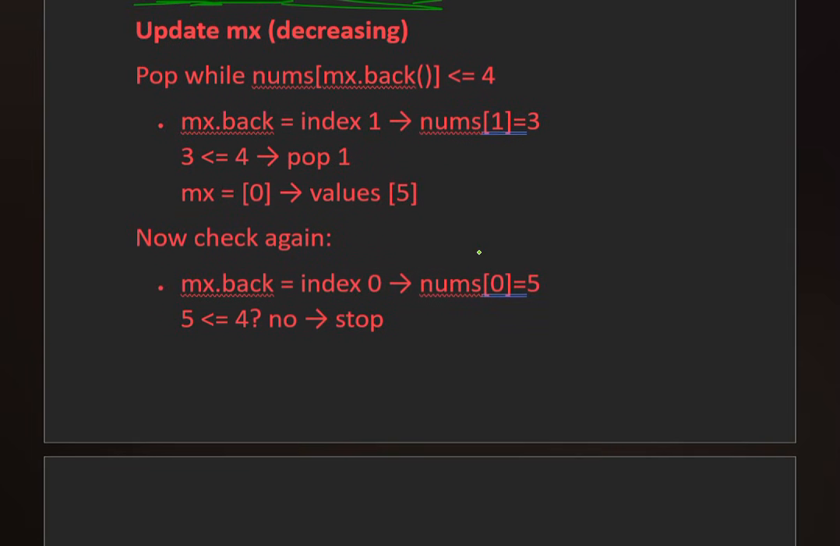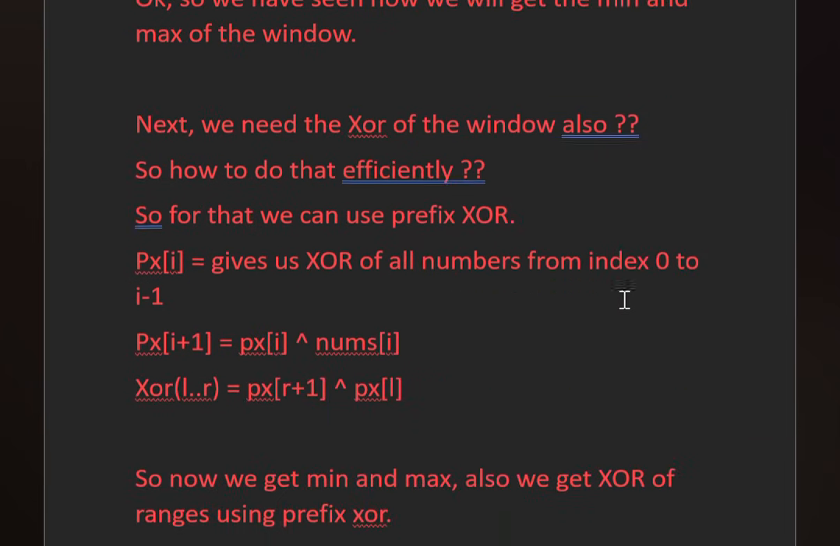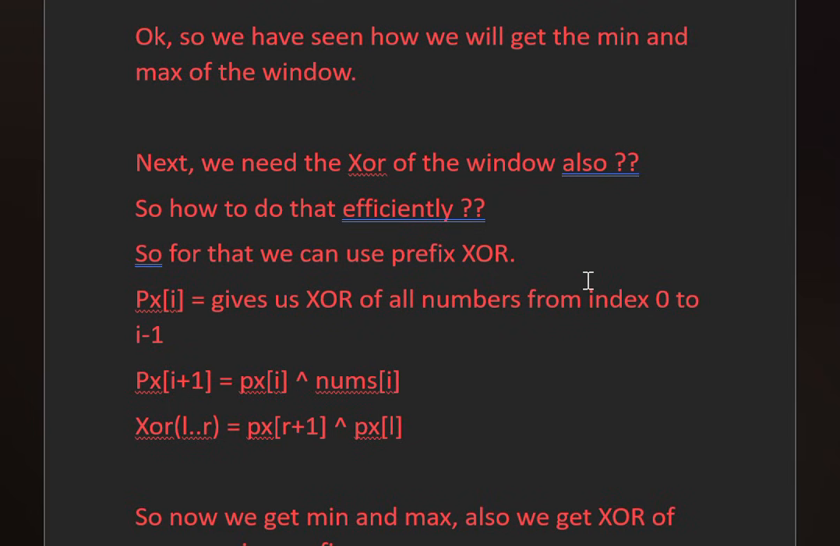Next we have max. So in max what do we have? We have values 5 and 3. Now we'll see 4. So we will see 3. 3 is lesser than 4, so we pop it and then we compare 5 and 4. Is 5 lesser than 4? No. Then we directly push 4 here. So this way we'll be finding our min and max using these two deques, one to store the minimum elements and one to store the maximum elements.